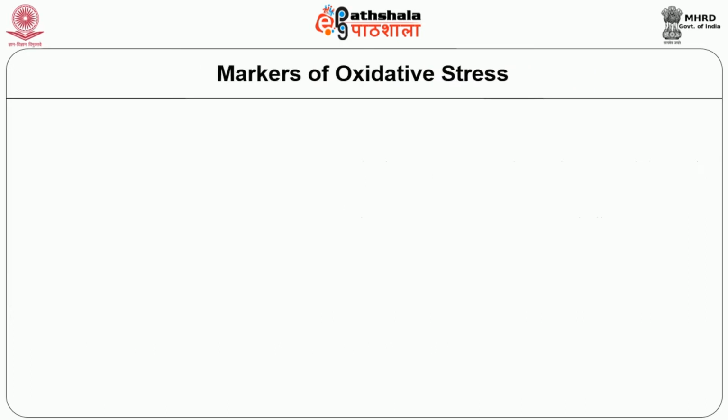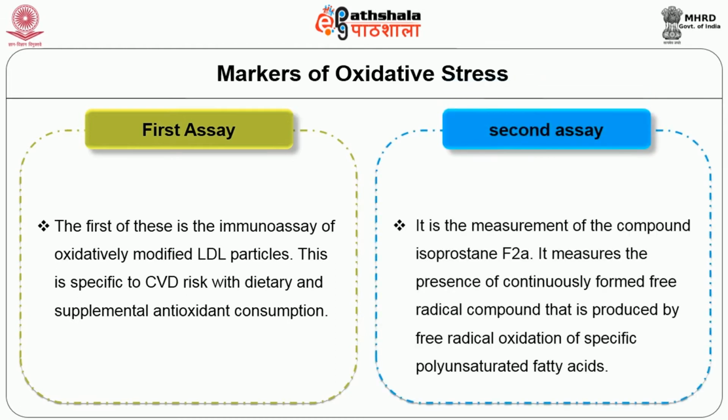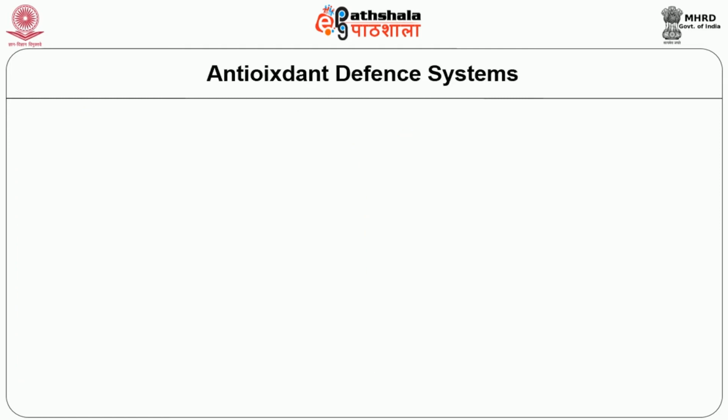Moving on to the markers of oxidative stress. There are two assays that are used as markers of oxidative stress. The first of these is the immunoassay of oxidatively modified LDL particles. This is specific to cardiovascular disease risk with dietary and supplemental antioxidant consumption. The second assay is the measurement of the compound isoprostane. It measures the presence of continuously formed free radical compounds that are produced by the free radical oxidation of specific polyunsaturated fatty acids.